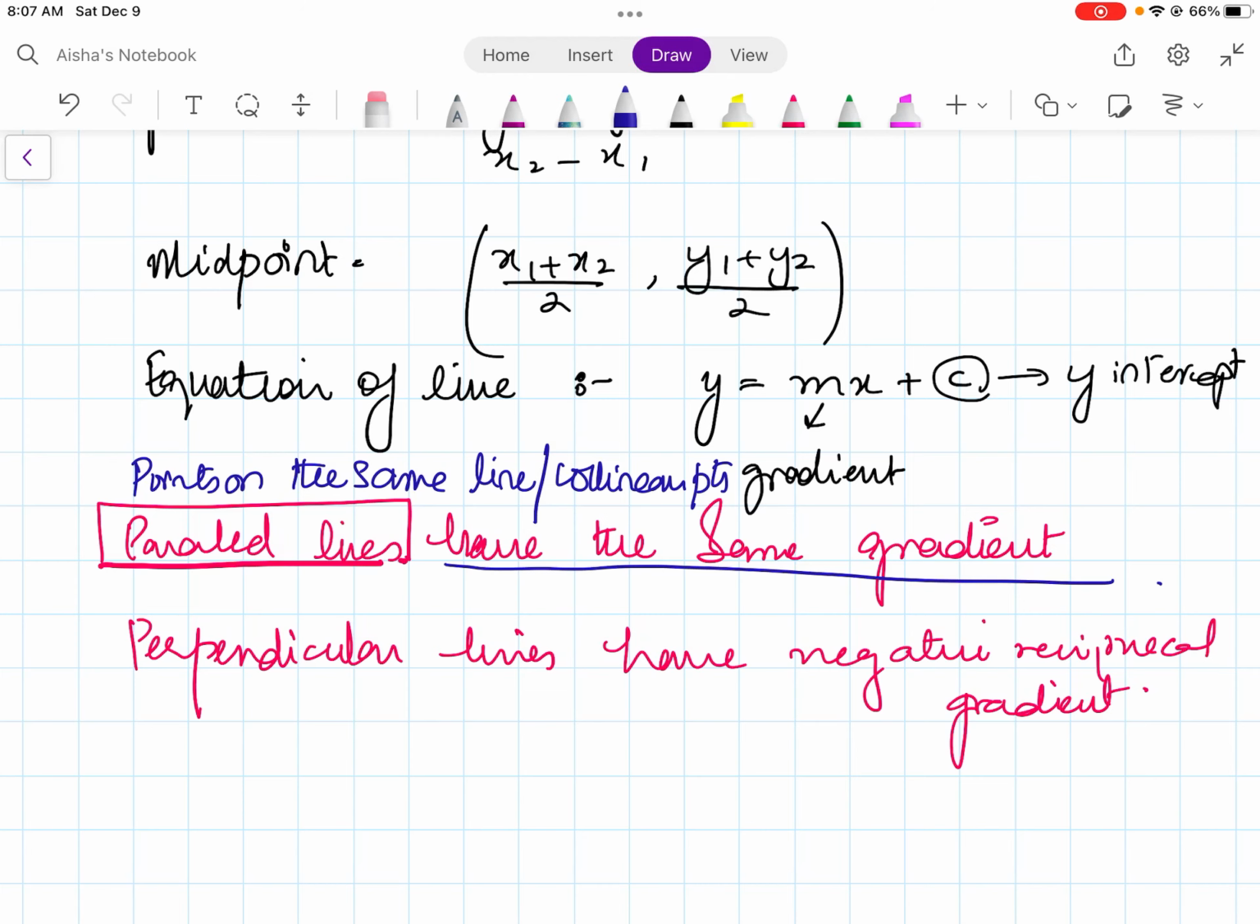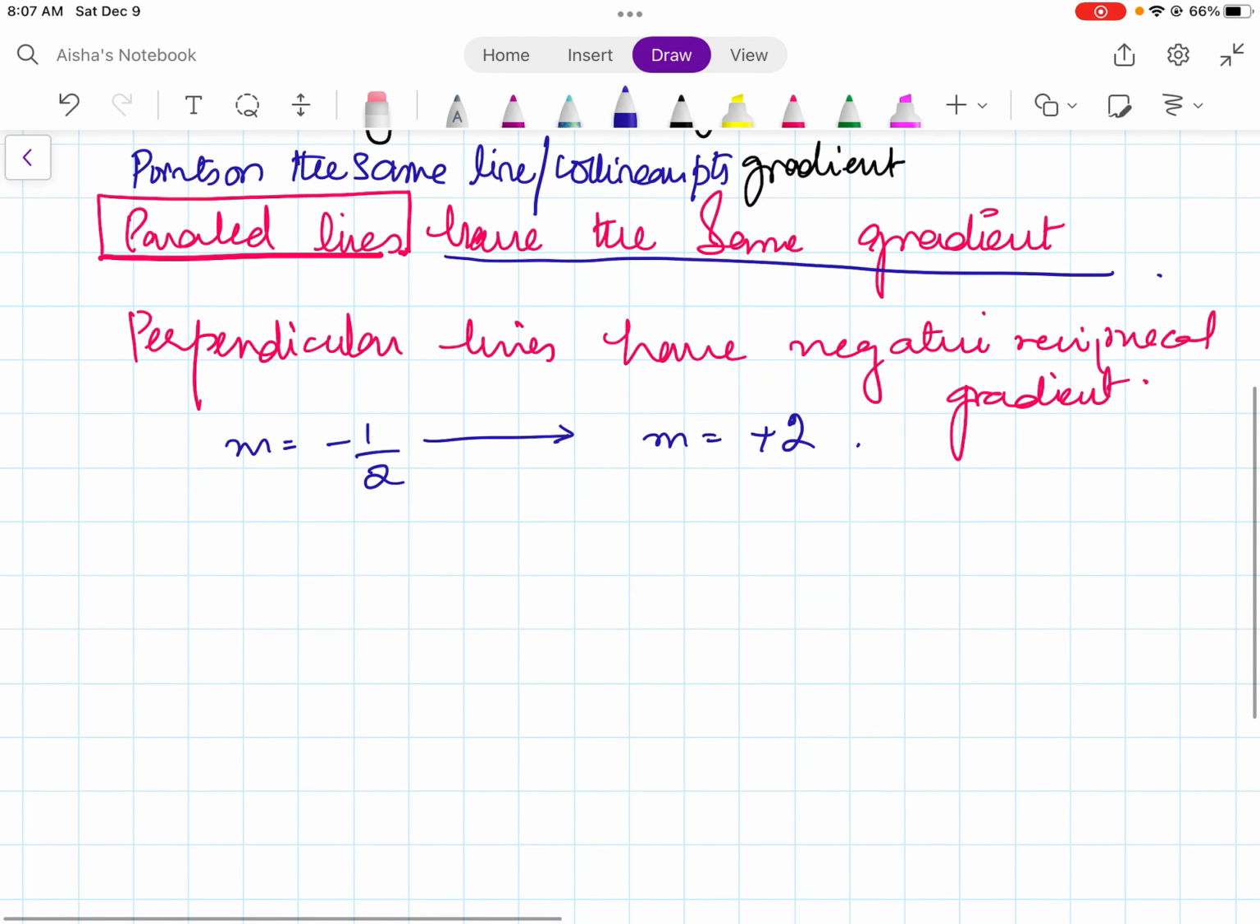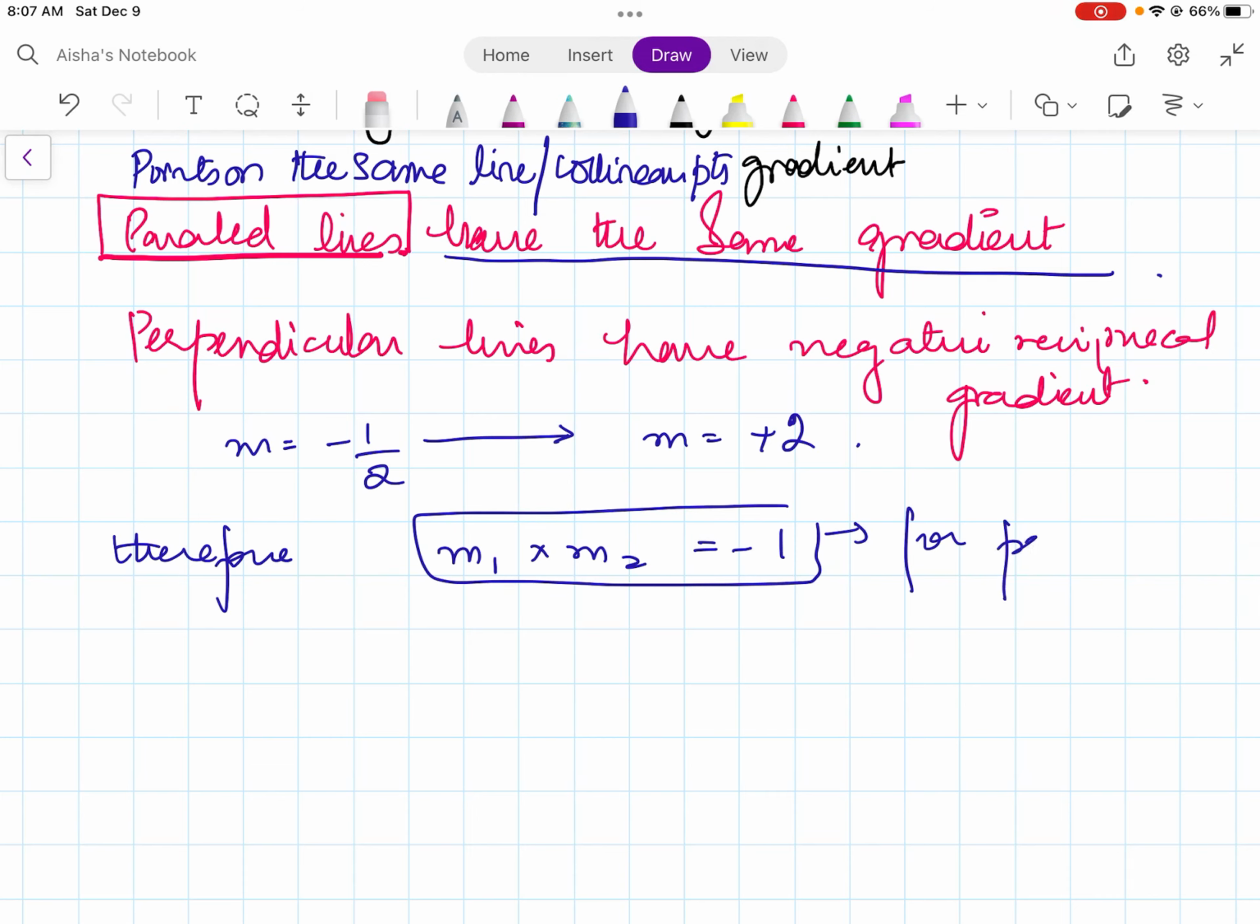Perpendicular lines have negative reciprocal gradient, meaning if one gradient is minus 1 upon 2, the perpendicular line will have 2 upon 1 and it will become plus. So therefore, what we can establish is that gradient 1 into gradient 2 is equals to minus 1 for perpendicular lines.